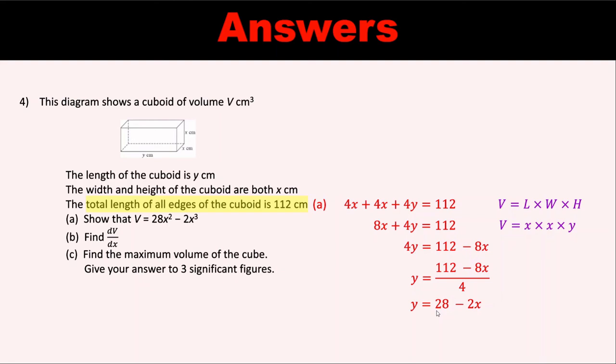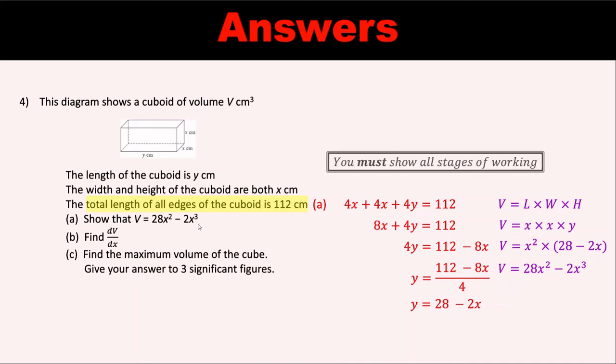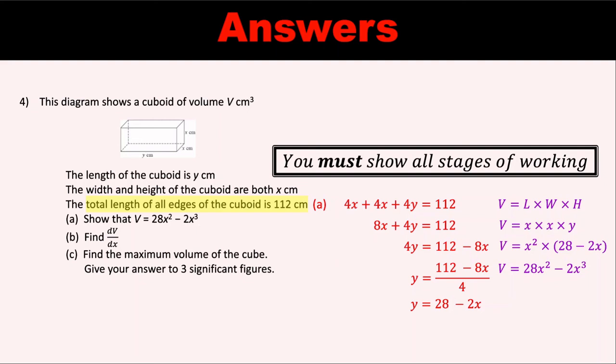If y is equal to 28 minus 2x, our volume formula can be written as x squared, that's x times x, times 28 minus 2x, which multiplies through to be 28x squared minus 2x cubed. Exactly the same formula they asked me to prove that I could find. And I did it on my own, showing all stages of my working. Remember, I'm not going to get any marks for simply copying down their answer. I need to show how they got it.